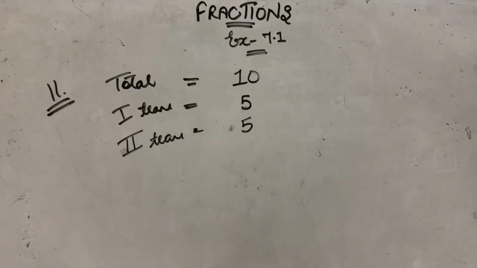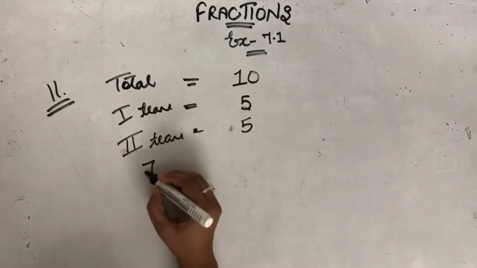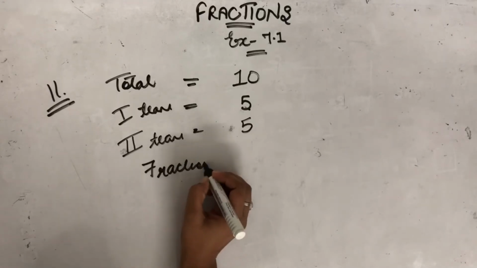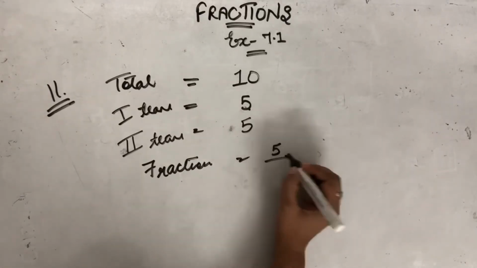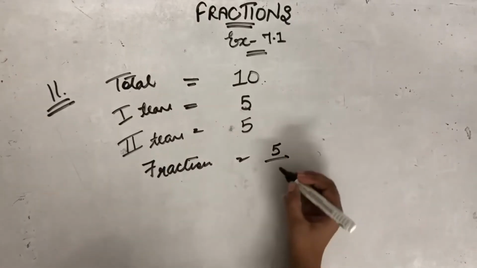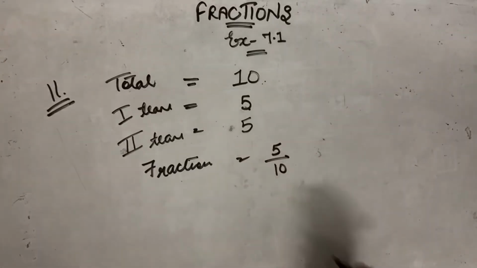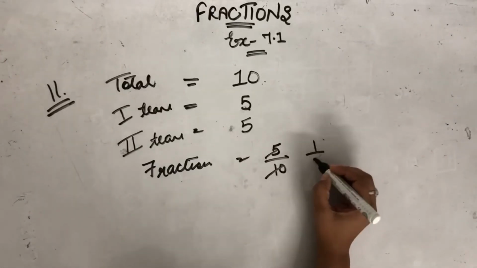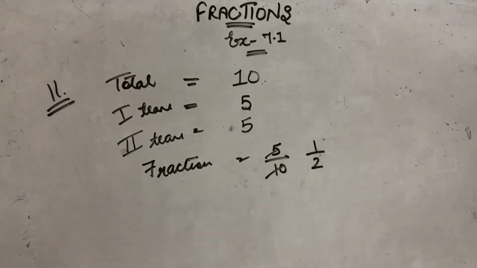So now you have to find what fraction of the boys is in the first team. So in the first team the number of boys are 5. So in numerator you will write 5 divided by total number of boys, that is 10. You can further simplify them. It will be 1 by 2.